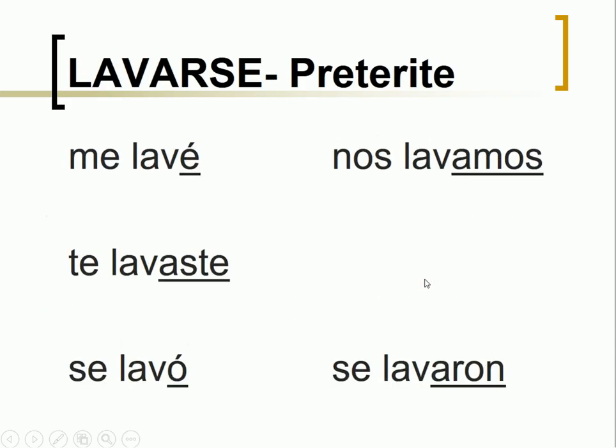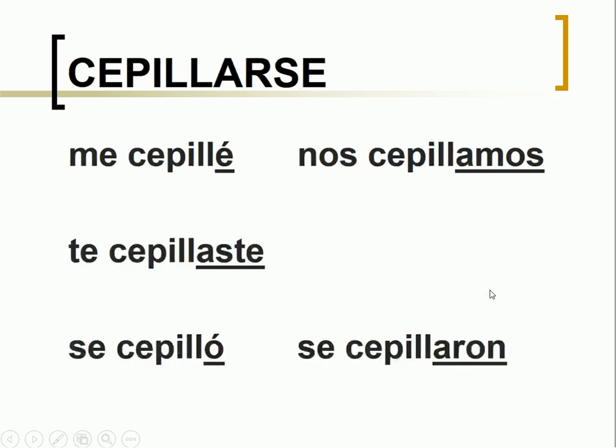Now we can use reflexive verbs in the preterite to say that you did something to yourself in the preterite. For example, me lavé el pelo ayer. Te lavaste. Se lavó. Nos lavamos. Se lavaron. Cepillarse. Me cepillé, for example, me cepillé el pelo o me cepillé los dientes.